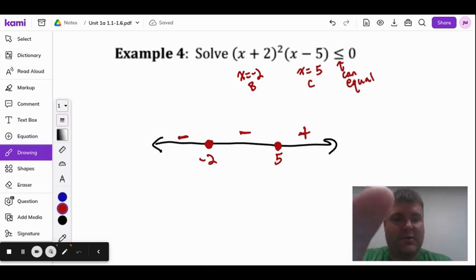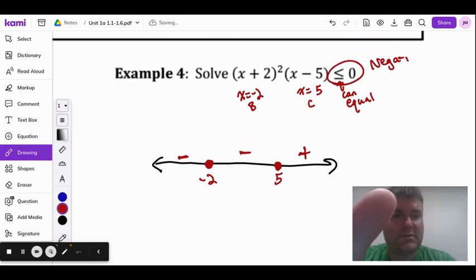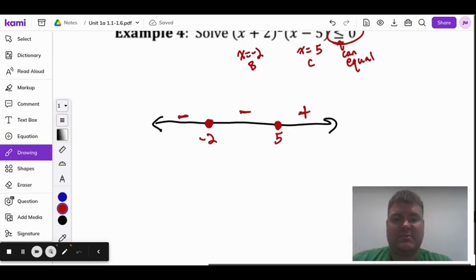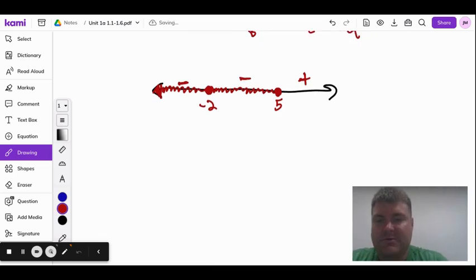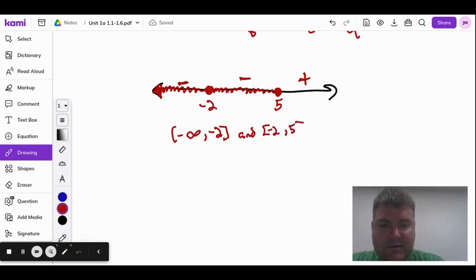What kind of numbers am I looking for? What am I shading? Well, these are going to be negative numbers. Okay, so I'm going to be shading here. I'm going to be shading here. Okay, so I'm going to go from -infinity to -2 and include it, and -2 to 5.